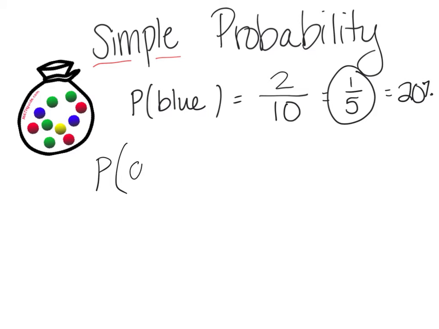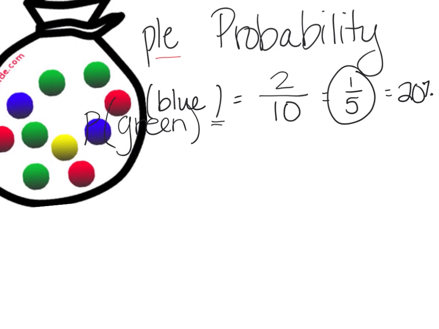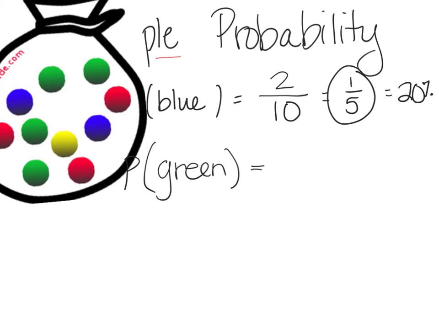Probability of green. Okay, let me look at my bag of marbles again. How many green do I have? Gotta count. It's really just counting. That's all you're doing. Green: 1, 2, 3, 4 green marbles. So I write 4 out of, well, there's still 10. I'm not getting rid of any. There's still 10. It simplifies to 2/5 or 40%.